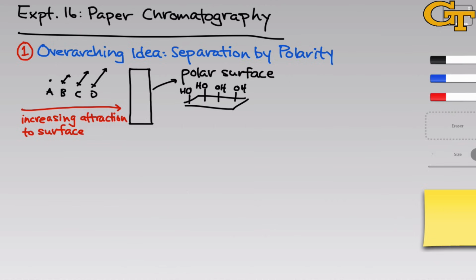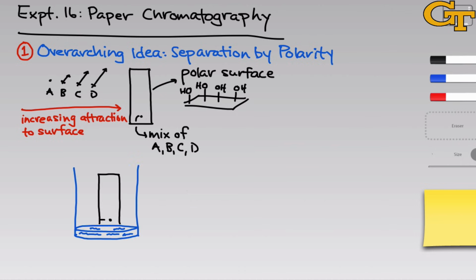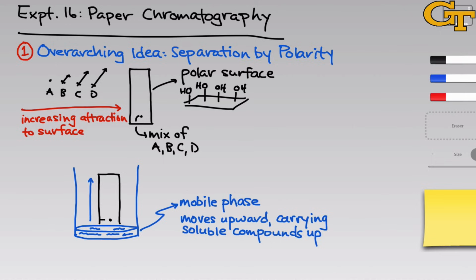To begin a chromatography experiment, we start with a dry piece of the stationary phase, a dry piece of paper, and we apply to the bottom of it a spot of the mixture. So this spot that you see contains A, B, C, and D in some proportion. We then take that spotted stationary phase and place it in a beaker at the bottom of which is a liquid that we call the mobile phase. Owing to capillary action of the mobile phase through the stationary phase, the liquid starts to move up the plate. And as it moves up the plate, the solvent carries soluble compounds in the mixture of A, B, C, and D up the plate.